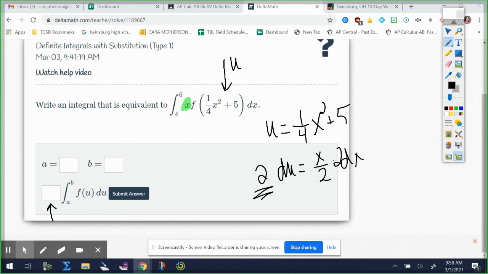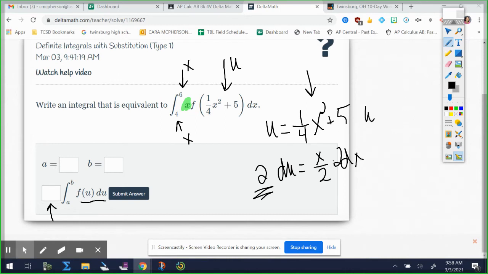Here's the other thing they're going to do. They're going to ask you to adjust your boundaries because you'll notice they're leaving the answer in U notation, meaning that it's still all U's instead of X's. So that means your boundaries have to match. Your boundaries also need to be U's. Well, these currently are X's. This is my lower X value. This is my upper X value. The way that we get that to be a U equivalent is we're going to take those X values and put them into my equation that tells me what U equals.